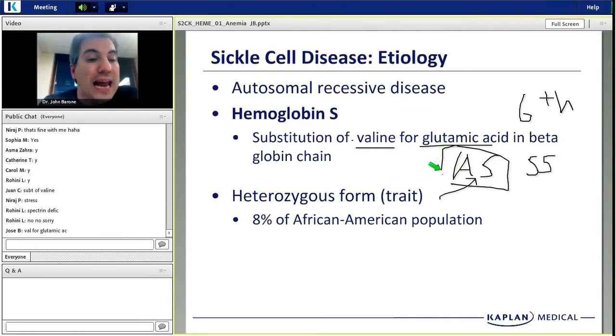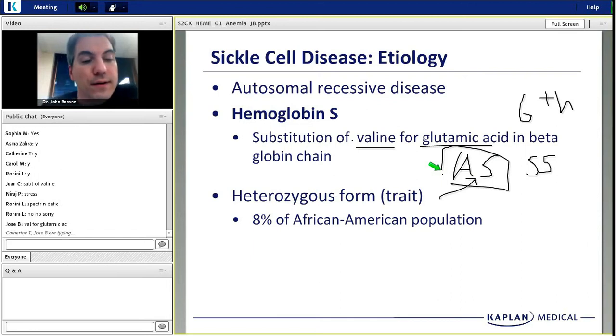Notice 8% of African Americans are sickle cell carriers. Why so high? What's it protective against? Malaria. Excellent, Jose. Catherine, excellent. Jolanta, Carol, Maria, Natalia, I love it. It's protective against malaria. So anywhere there's a lot of malaria, like my friends in Saudi Arabia, they tell me some areas of Saudi Arabia have a lot of malaria and they have a lot of sickle cell in those areas.